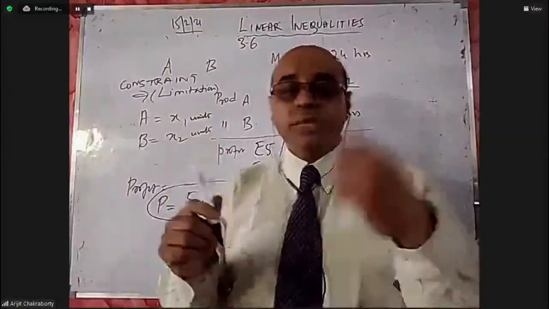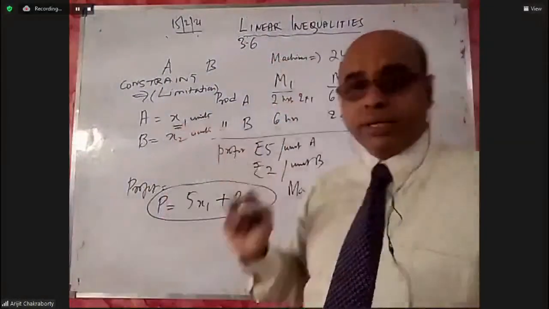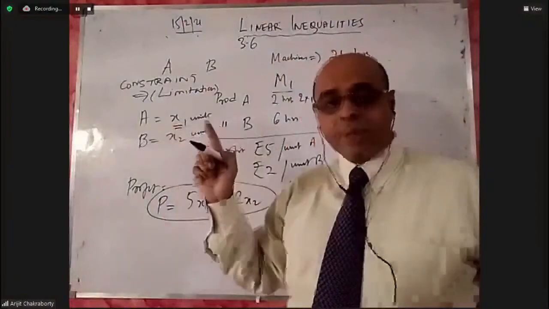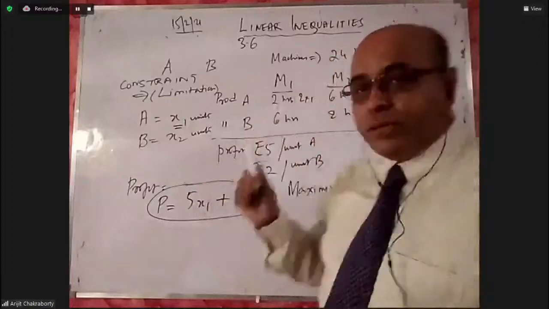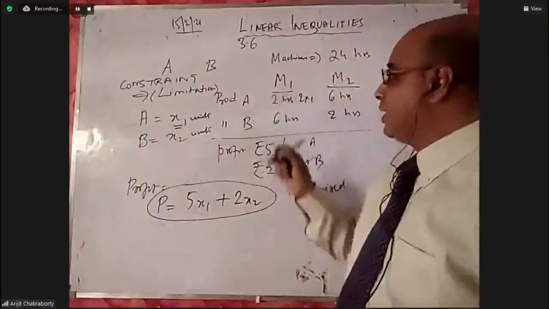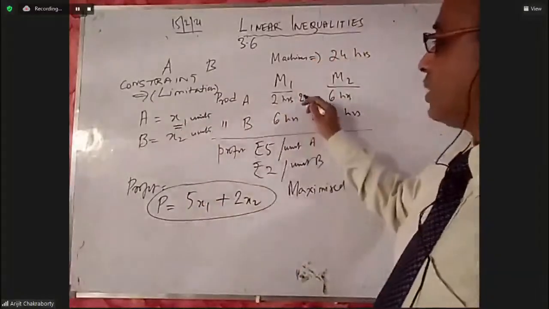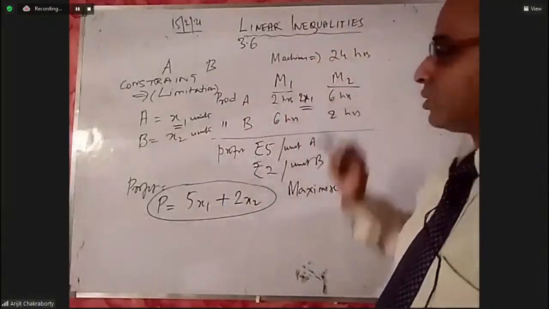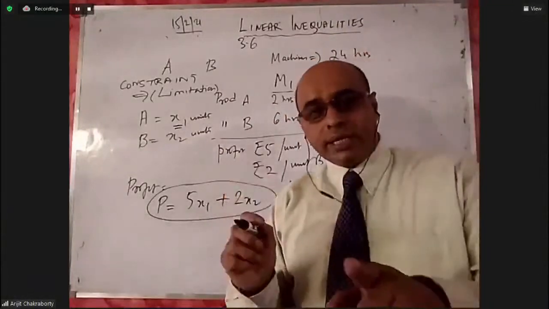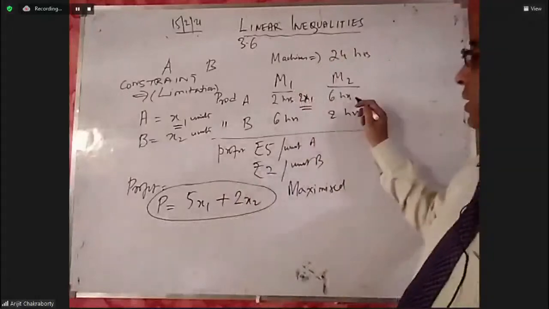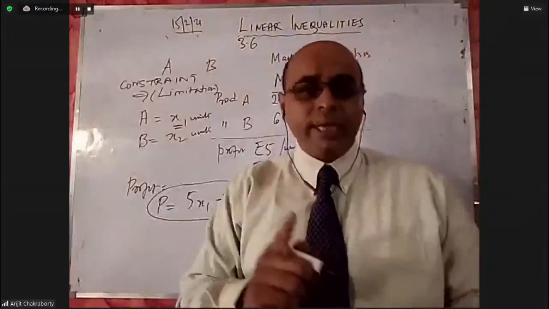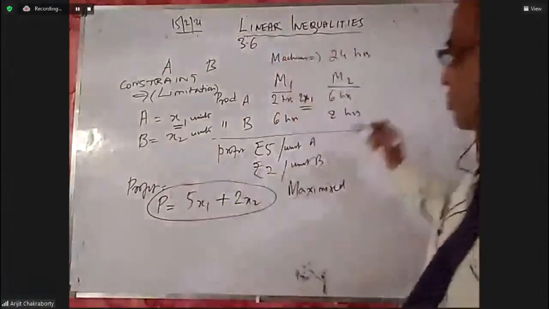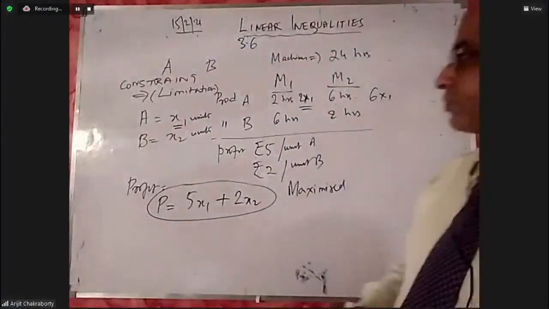So I'm producing X1 units of A. 1 unit requires 2 hours in machine 1, so X1 units will require 2X1 hours. I've written 2X1. Similarly, in machine 2, how much time will it take? 1 unit takes 6 hours, so X1 units will take 6X1 hours. So I will write 6X1.